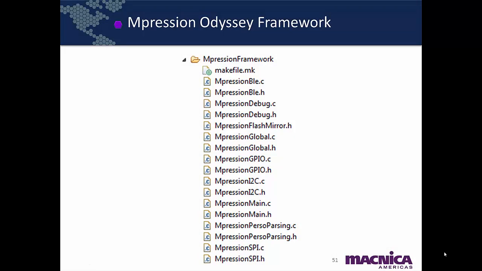The Mpression group has created a custom SDK project that includes the framework I just described. Within this framework, the fundamental BLE application pieces and parts are created in the main and BLE sources. From there, the capabilities of the GPIOs, I2C, and SPI buses, as well as debug capabilities and other miscellaneous functions, are clearly broken out into self-contained source files that you can use as needed for your system.